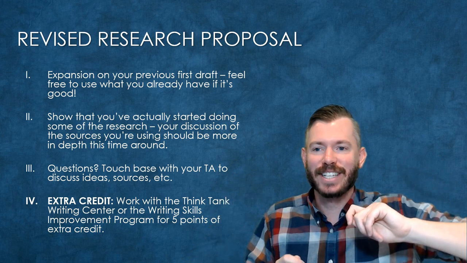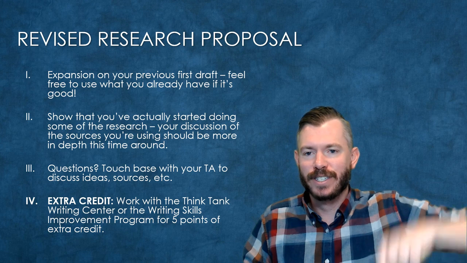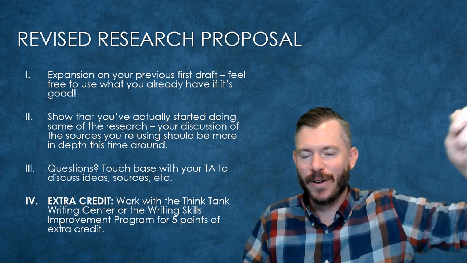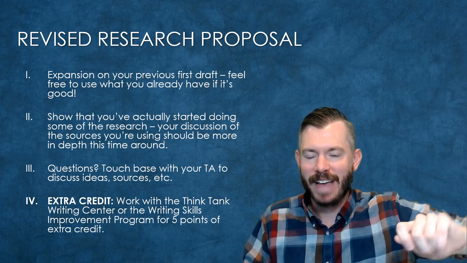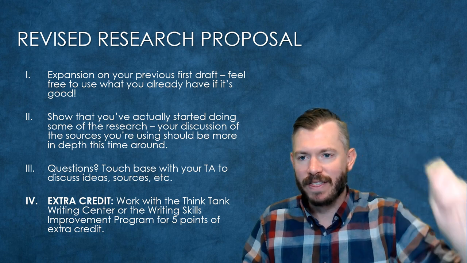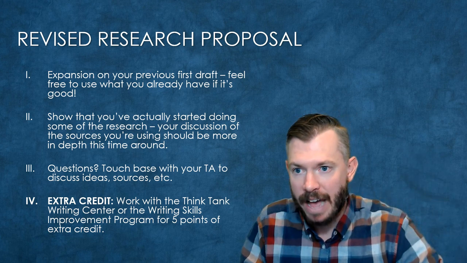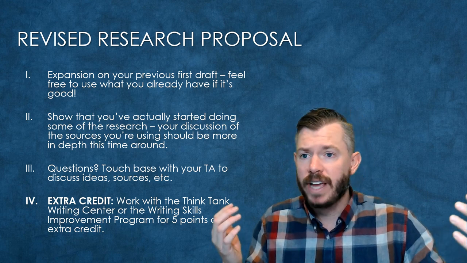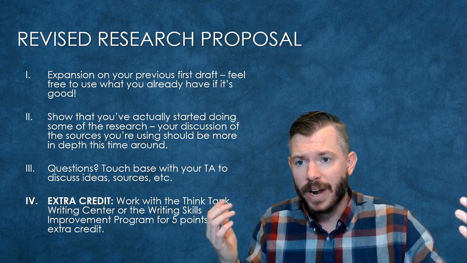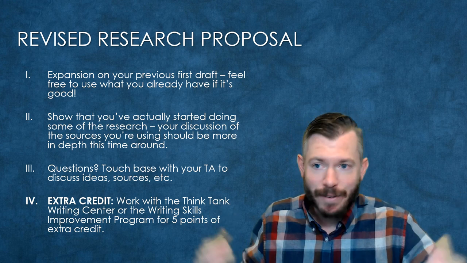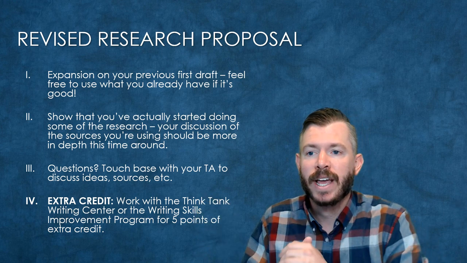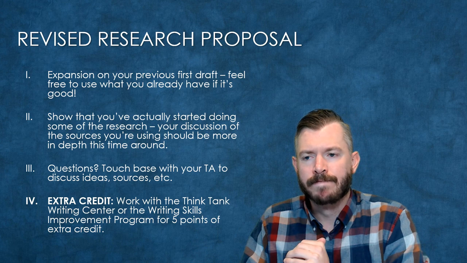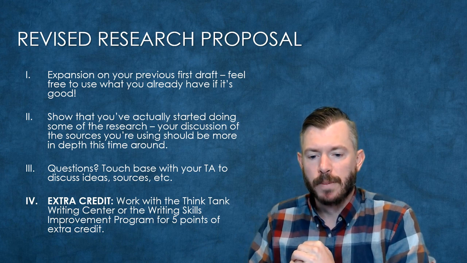And TAs, you just keep a spreadsheet of your students and have a little checkbox. If they do that, put a little X or a check in there. Then at the very end, we'll give you 5 extra points. It's a decent part of your grade. So if you get an 85, you bump up from a B to an A. If you get a 75, you bump up from a C to a B. It can make a pretty decent difference in the overall grade for the research proposal.